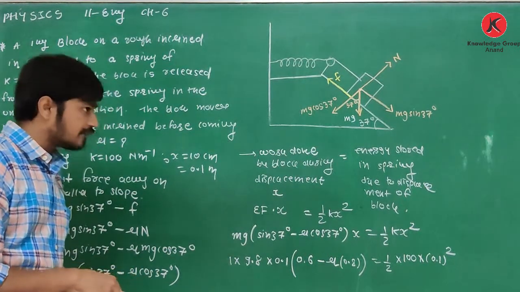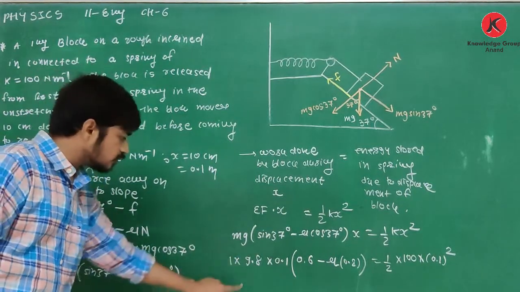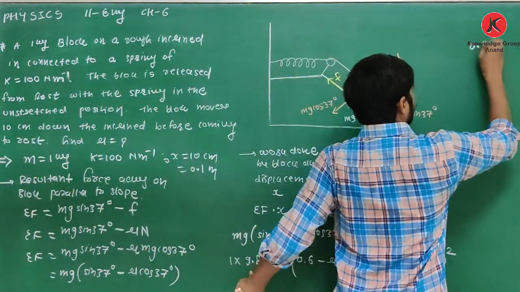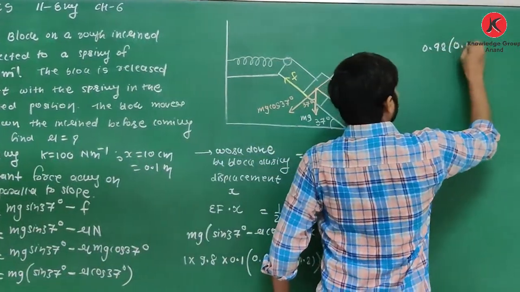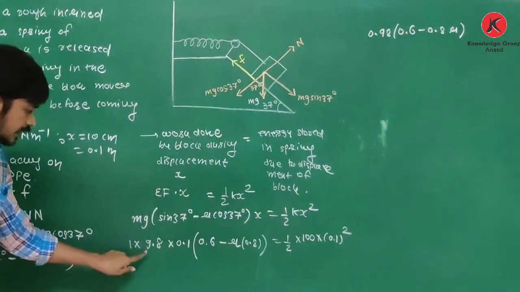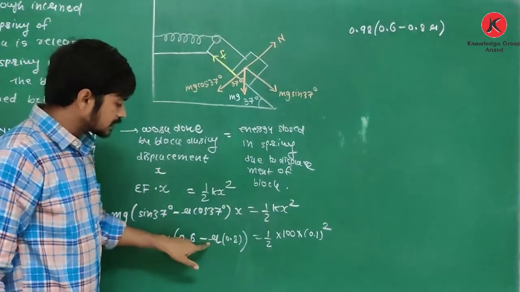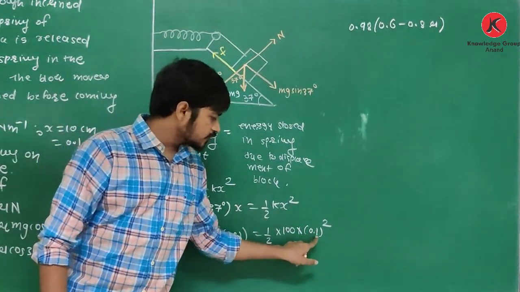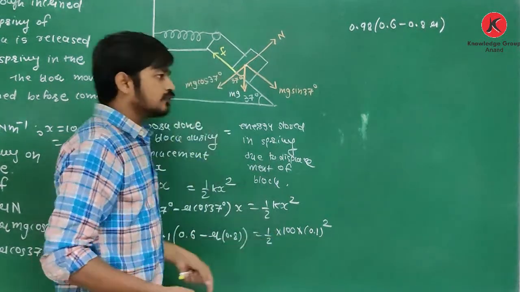First of all, the left hand side: 1 into 9.8 into 0.1 is obviously 0.98, times the bracket 0.6 minus 0.8 mu. Now the right hand side: half into 100 into 0.1 square. 0.1 square means 1 upon 100, so 100 cancels, and 1 by 2 becomes 0.5.